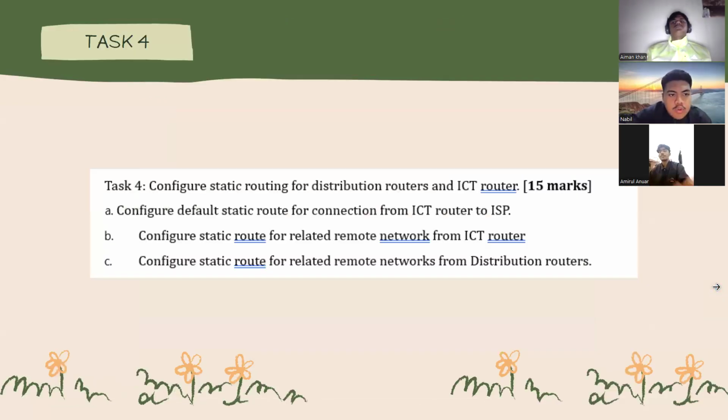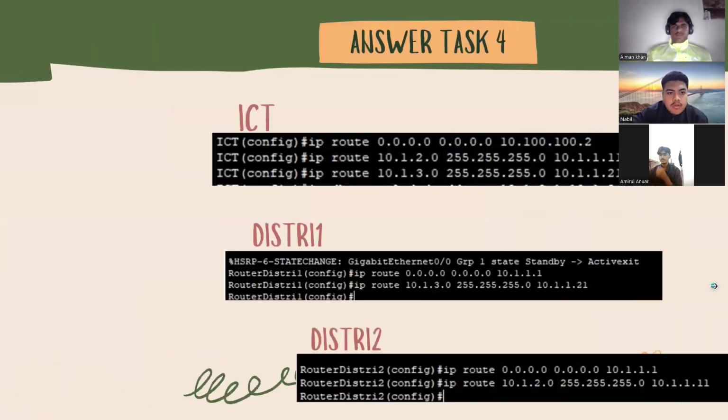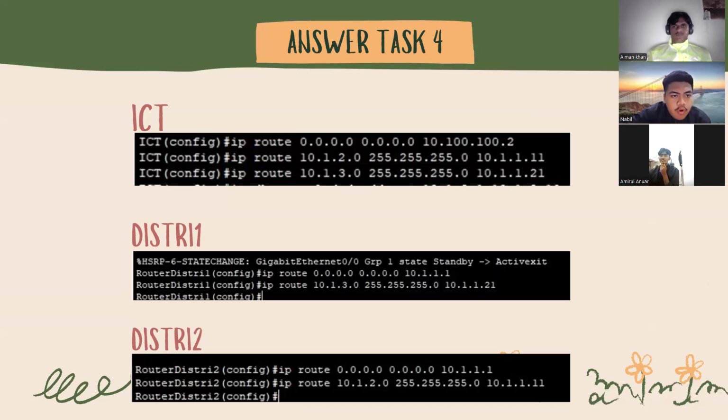Okay, so we move to task 4. Task 4 is to configure static routing for the distribution router and ICT router. So A, configure default static route for the connection from ICT router to ISP. B, configure static route for related remote network from ICT router. And C, configure static route for related remote network from distribution router. So this is the answer for task 4.